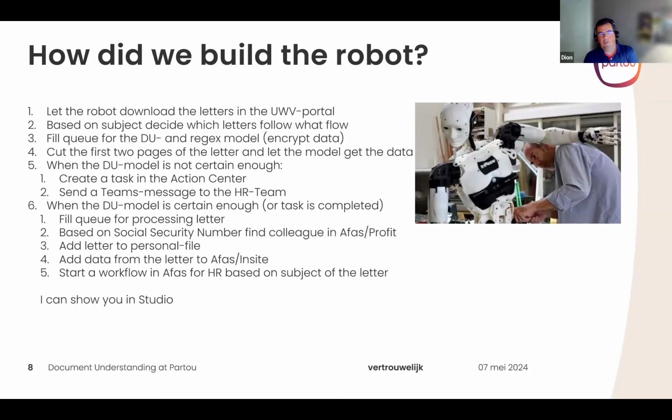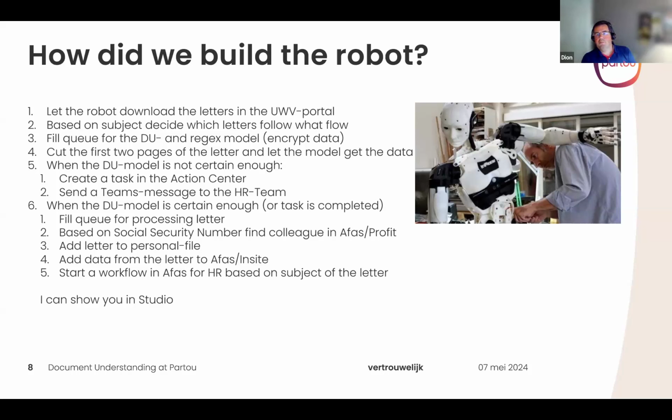When they do, the two-factor pops up. So a text message is sent to the HR colleague, also a Teams message, and a task in Action Center is made. So they can put in the digits from the text message and give it back to the robot. So the robot logs into the system. Then it downloads all the letters that are there from this day. So it checks for the date of today and downloads the letters that UiPath put there for Partou.